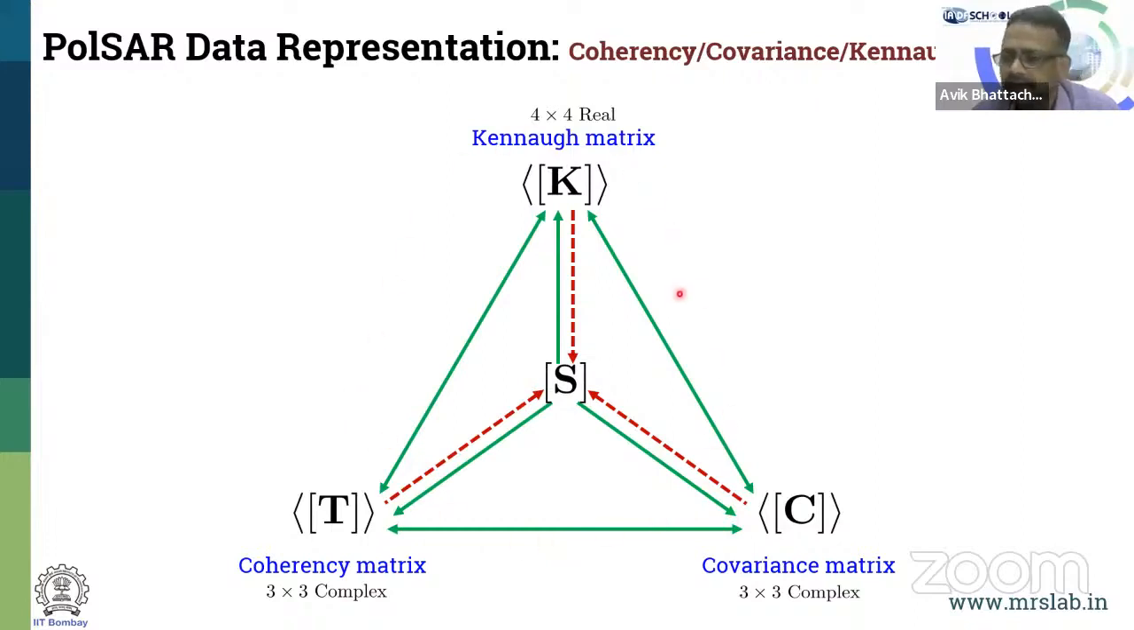So the information is kept the same. It's just that the representation is in a different way. Here, we use a different basis matrix for writing the T and the C. And here, we utilize them in a different way. We represent them as a real representation, a 4x4 real. So we can go to all of them from the S matrix itself. That's what we have seen. But there is a dotted red line over here, meaning this path you cannot take. Why? Because since you have already averaged out the quantity, there is no way of going back to find one single S matrix which corresponds to this average. So this is all about the representation of this data.